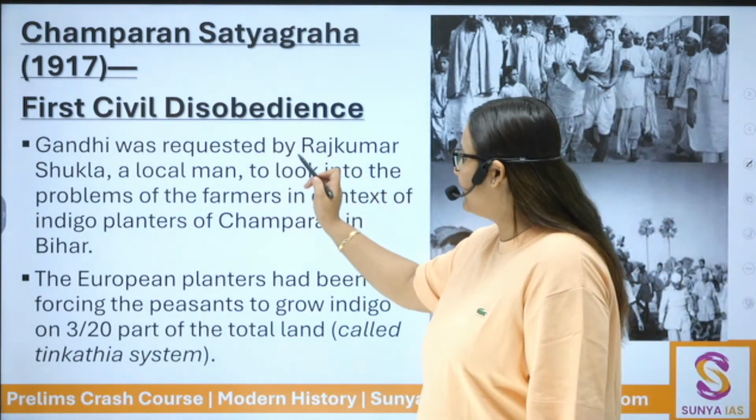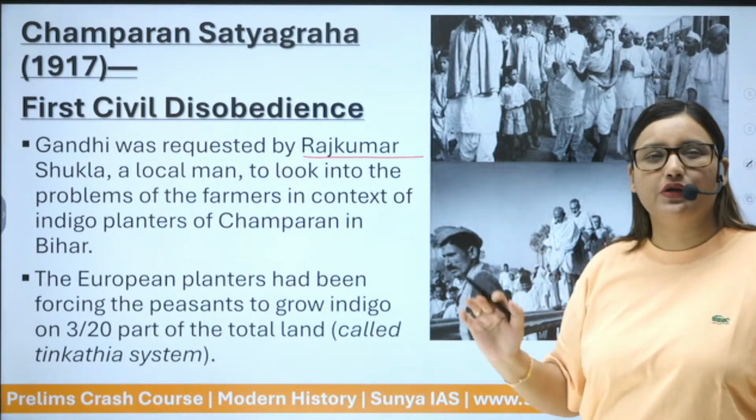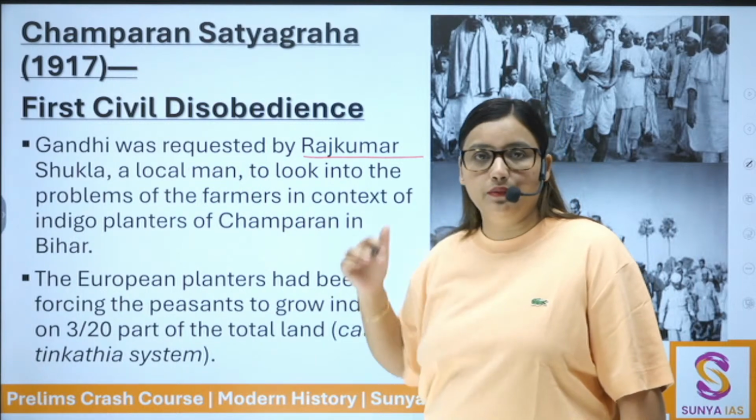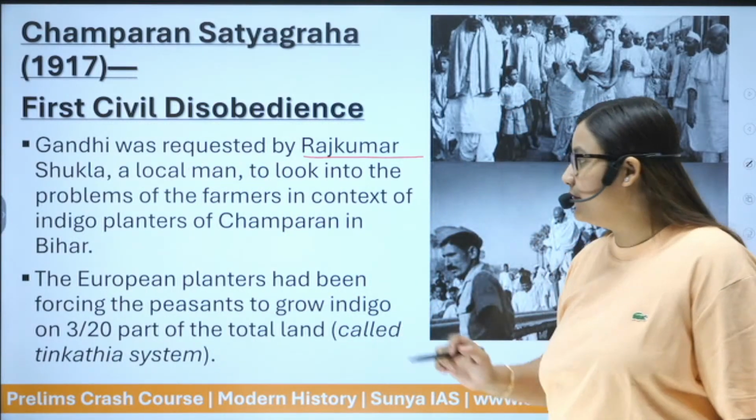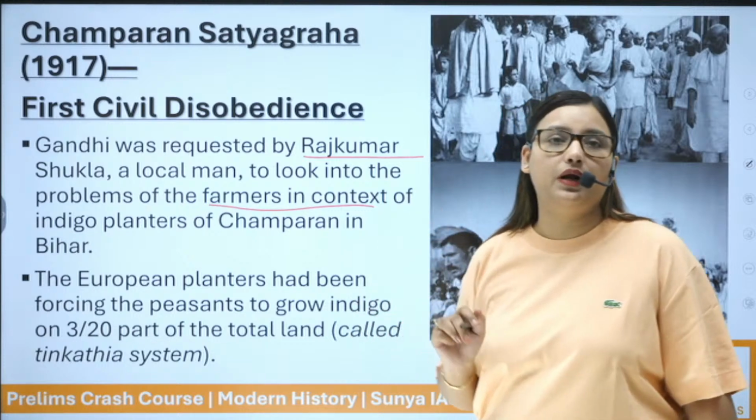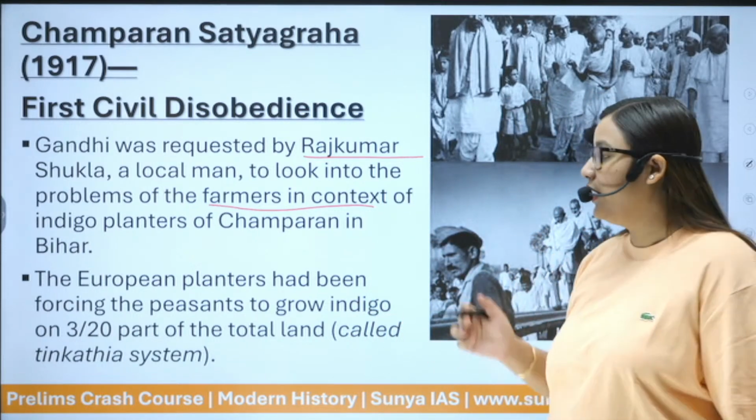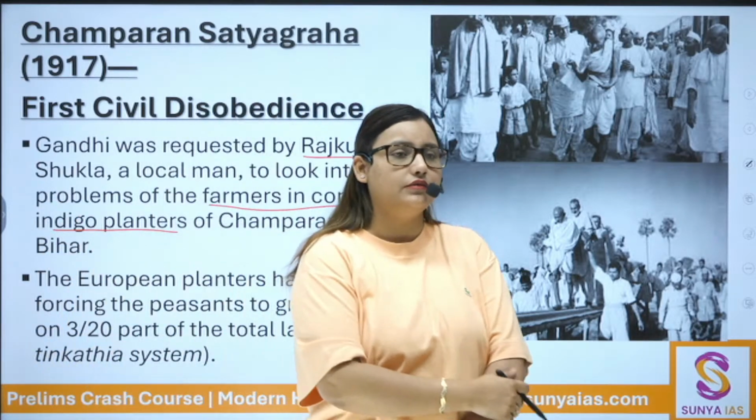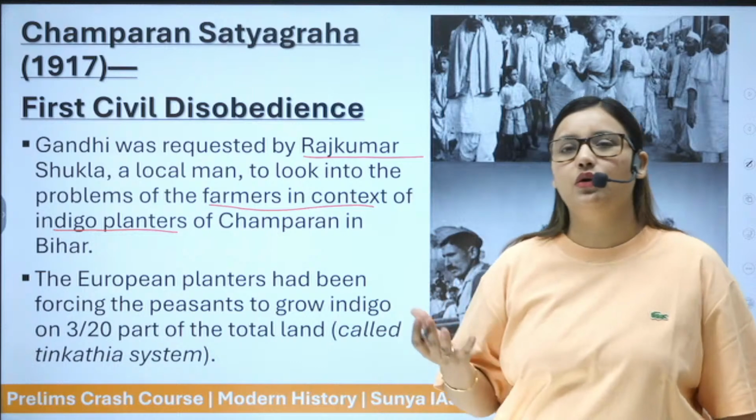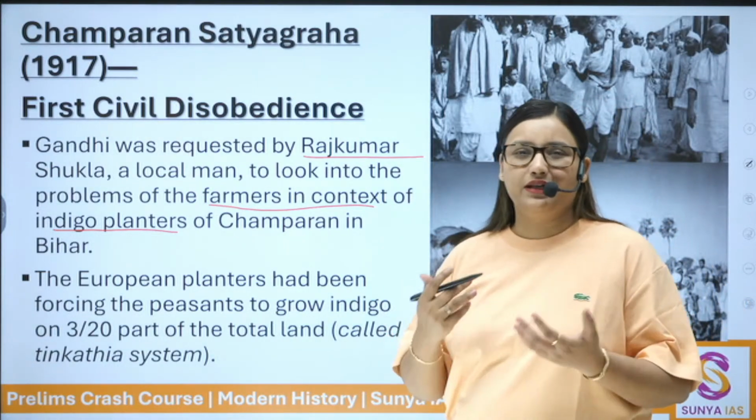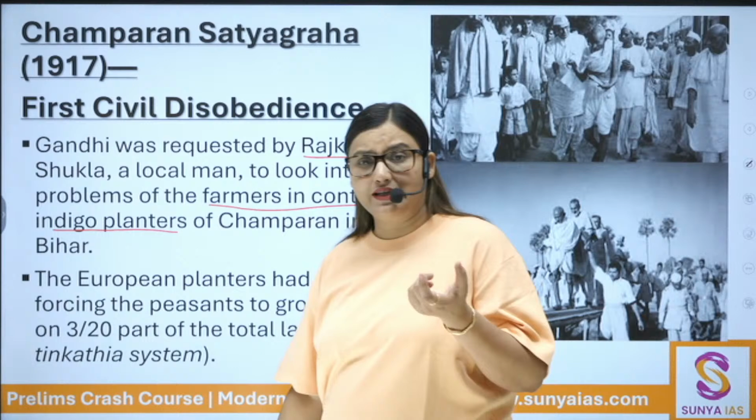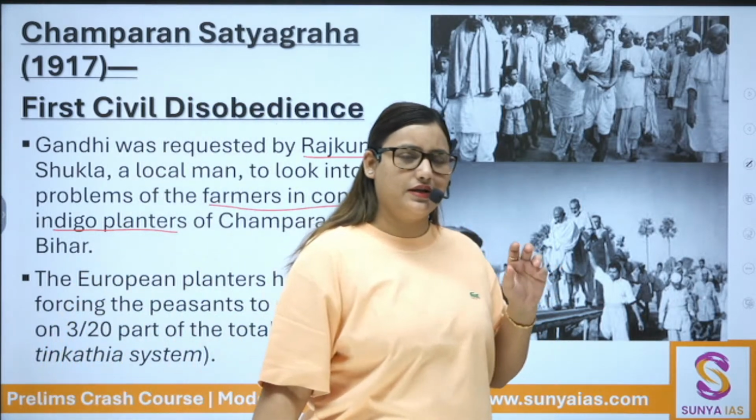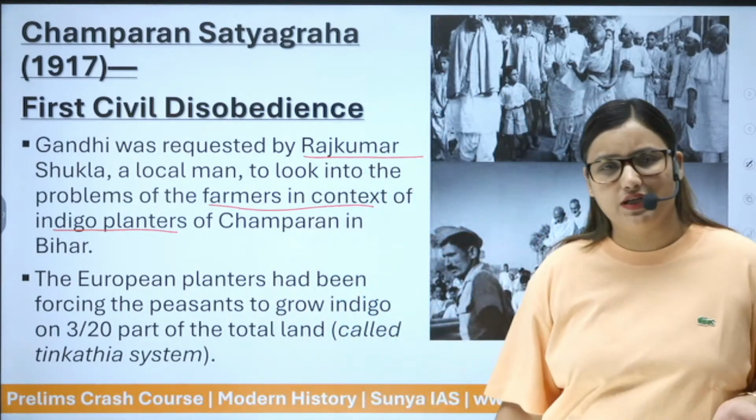Basically, he was requested by Rajkumar Shukla. Rajkumar Shukla was a local man of Champaran, and he invited Gandhiji to come and look into the problems of the farmers in the context of the indigo planters of Champaran in Bihar. If you have read the NCERT Class 8 history, there's a chapter about this indigo revolt, titled something like, "Does color have a history?"